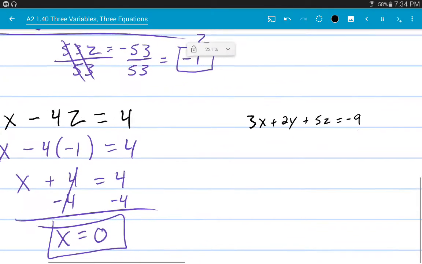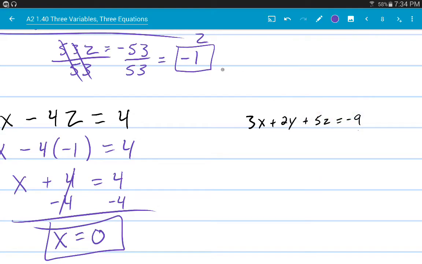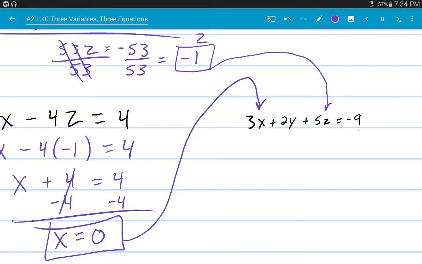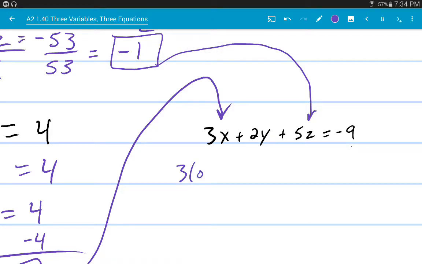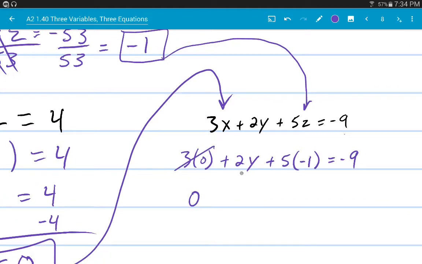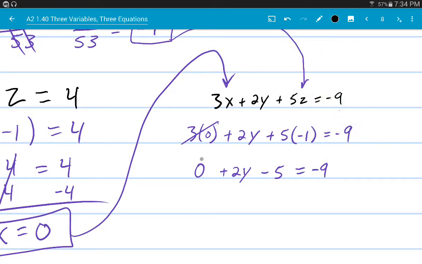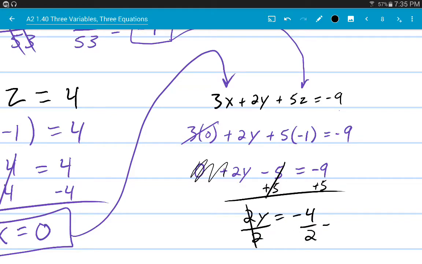And I'm going to plug in these two values. I know that z is negative 1, and I know that x is 0. So let's see. I've got 3 times 0 plus 2y plus 5z, which is negative 1, equals negative 9. 3 times 0 is 0, plus 2y minus 5 equals negative 9. Now this 0 doesn't even really matter. 0 plus something, who cares about 0? I'm going to add 5 on both sides. 2y equals negative 4. And now I'll divide by 2, and I get that y equals negative 2.